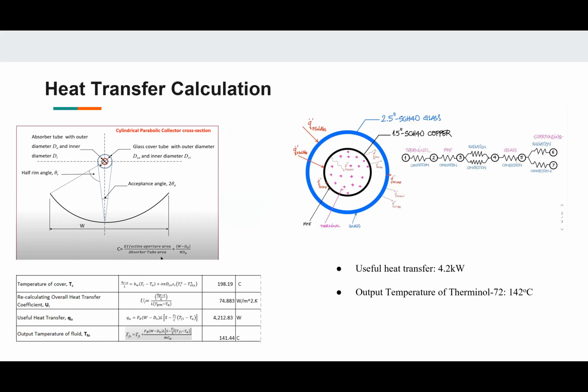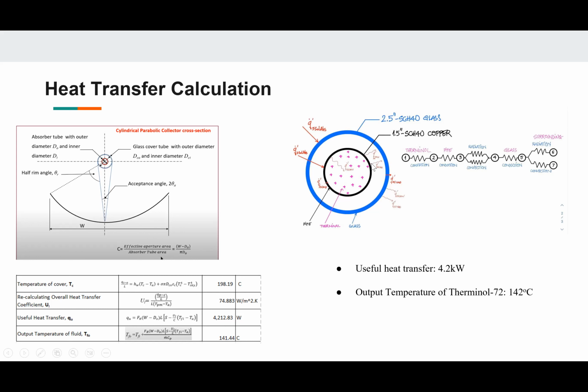The heat transfer calculations. Here I already drew the diagrams of the heat transfer when the sunlight beam goes from the sun and reflects on the trough and transfers the heat into the fluid. In short, the incoming solar energy is absorbed by the glass layer, and the energy goes through the absorber tube by conduction and is transferred to the Therminol by convection. And the remaining energy is transmitted back to the glass by convection and radiation.